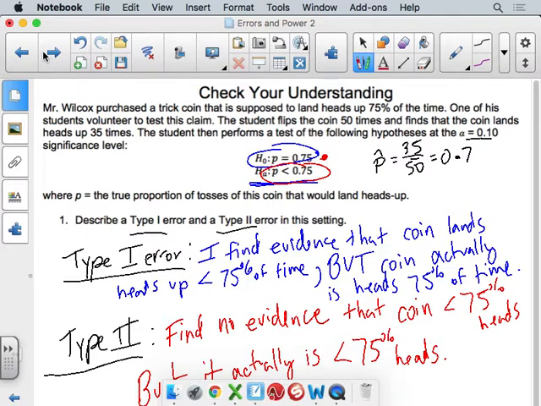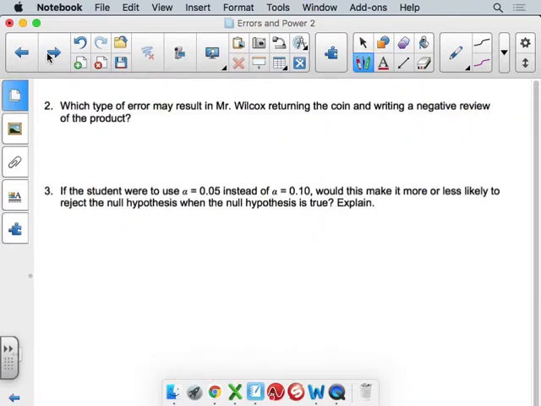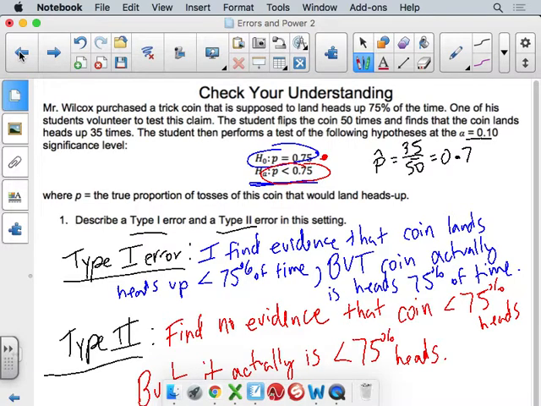Okay, so let's finish off this one, and then I'm going to look at some of the problems with you as well. So which type of error would result in this guy returning the coin and writing a bad review for the product? Which one did he think he was getting gypped on, but actually wasn't? So yeah, it was the type 1. He finds evidence that the coin is less than 75%. He thinks he's getting gypped, but it turns out he's not.